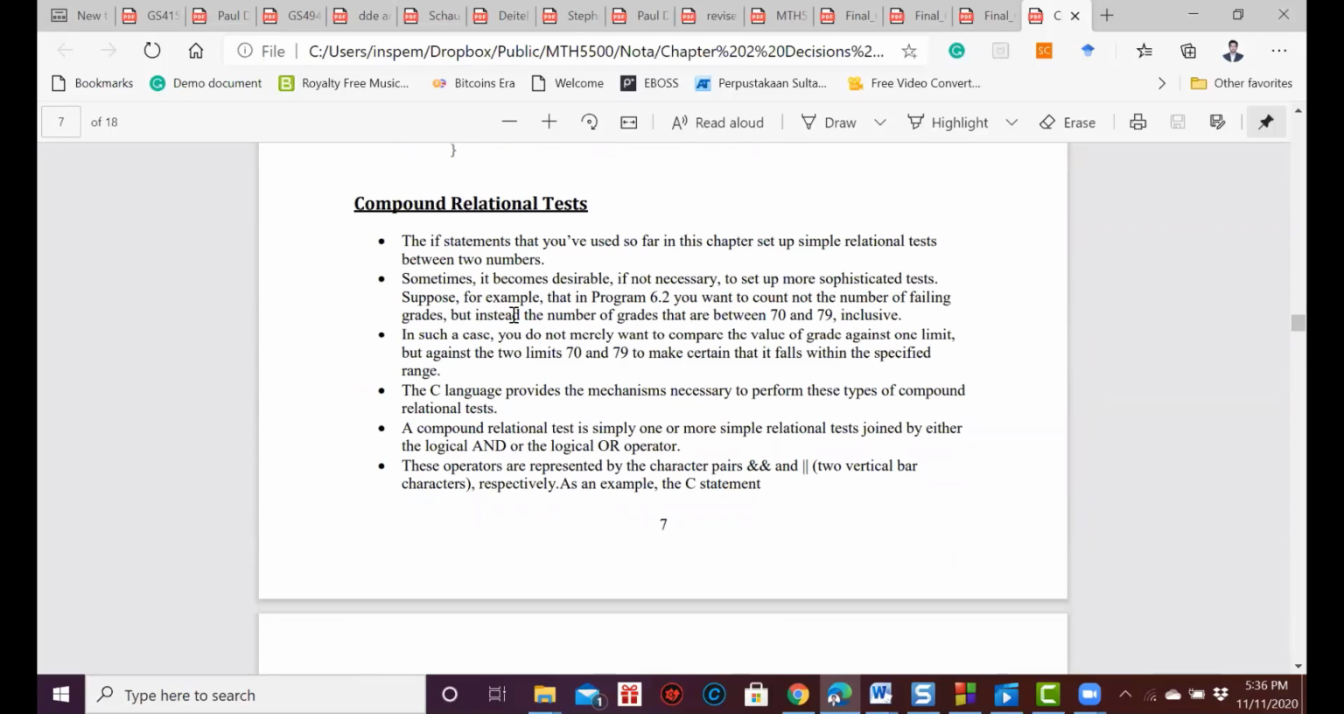Now we go to this. I think the format is we want to combine AND and OR. We want to introduce AND and OR. So in C we have double ampersand, which is AND, and double vertical line, which is OR.